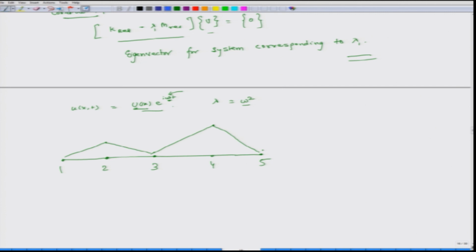Maybe the second mode shape will be this. So it all depends on the system. So you will have 4 different shapes corresponding to 4 different eigenvalues, and the overall solution for each eigenvalue is this. So this completes our treatment for the eigenvalue problem.